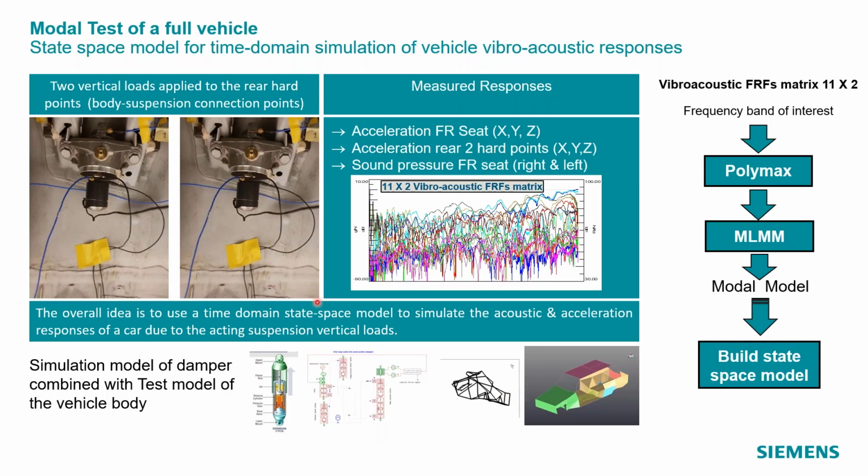So they did measurements on a car body using the attachment points of the physical damper as excitation points, and then looking at some typical target locations in the car. So there were accelerometers put on the seat. There were also accelerometers at the damper points, and there were also some sound pressure measurements done at the right ear and the left ear of the driver, because these are also important targets.